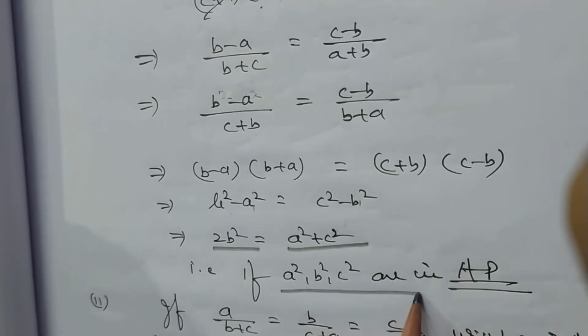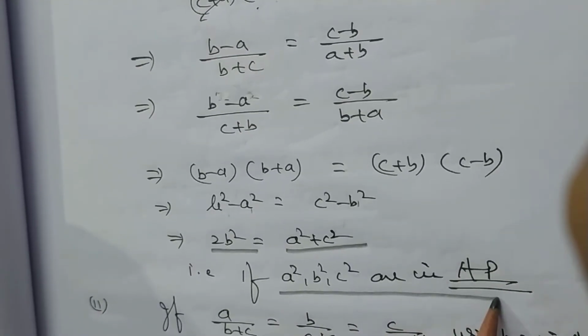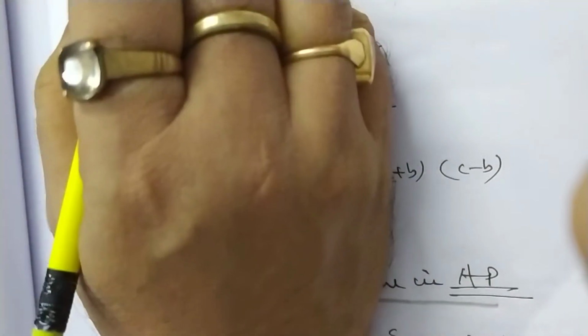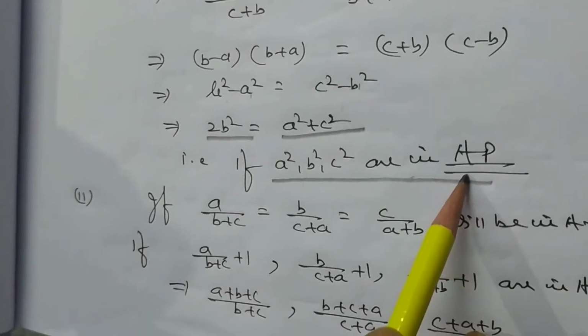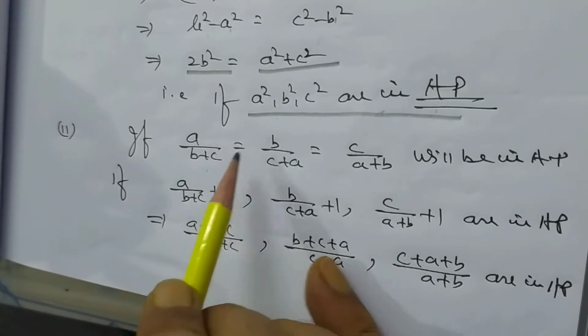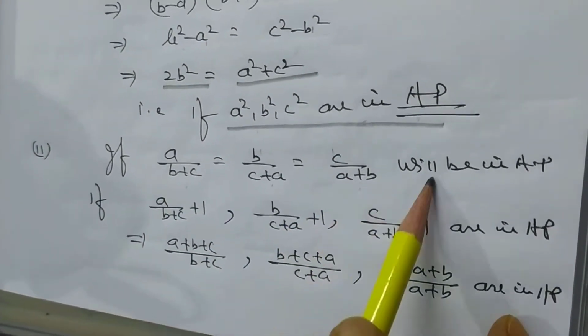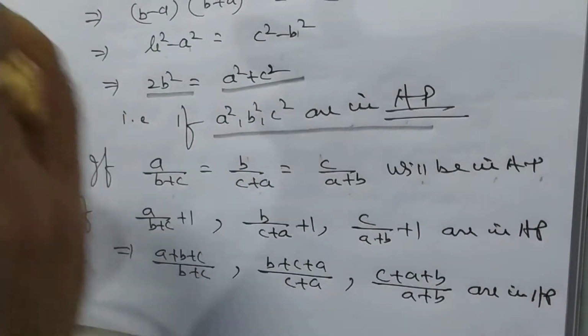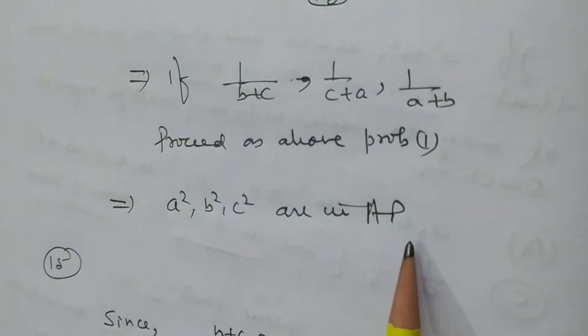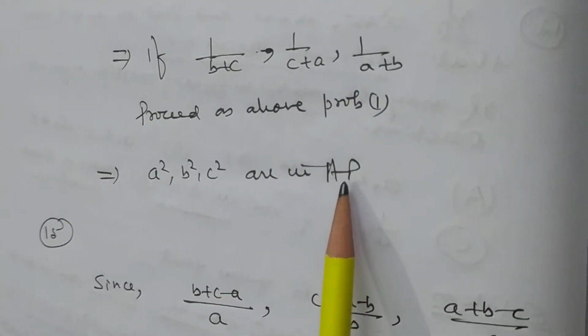So if A square, B square, C square are in AP. If A by B plus C, B by C plus A, C by A plus B are in AP, then you have to prove A square, B square, C square are in AP.